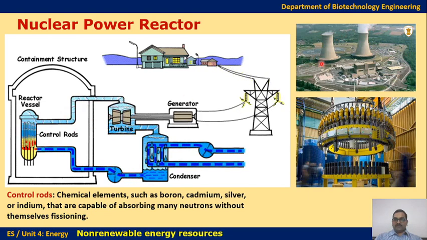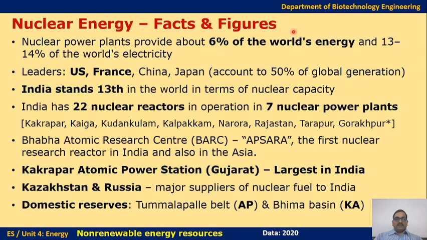So this is one of the reactors in India. This is how it looks inside the entire reactor setup. India contributes 6% of the world's energy production in the form of nuclear energy. The leaders are the US, France, China, and Japan. All these account for around 50% of global generation. India stands 13th in this list after the US and France.